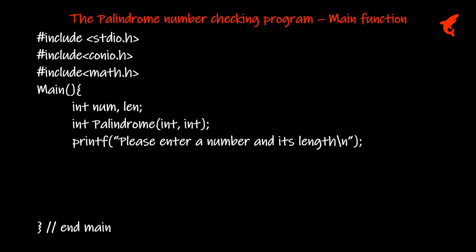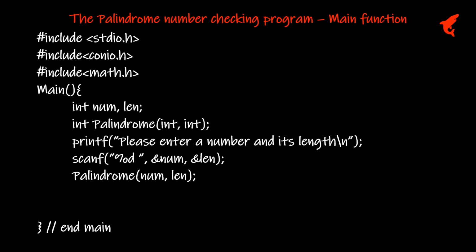Then a printf function to prompt the user to enter a number and the length. Then a scanf function to accept the values for same. We then make a call to the palindrome function with arguments as num and len. And then with a getch function and return 0 statement we end our main function.